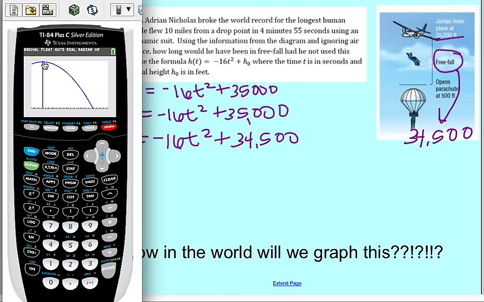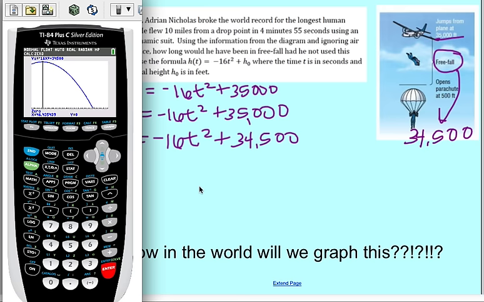We can see that this was our height of 34,500 for this situation, and here is where the free falling ends. So I want to figure out what this value is here. How long was he free falling? So the way we do it is second trace. We're going to find the 0, so number 2. So left bound. Am I to the left of this point? Yes, so enter. And I need to go to the right. So I need to arrow way over. Okay, can't see it. Chances are I'm to the right, so hit enter. And enter, and there it is. My x is 46.435. So that's my time.